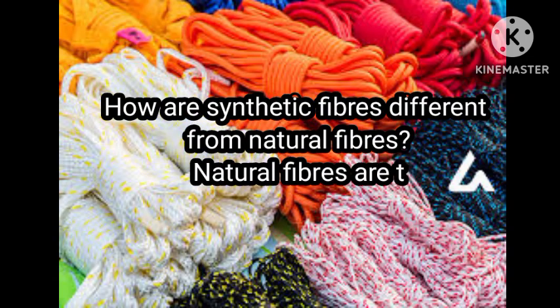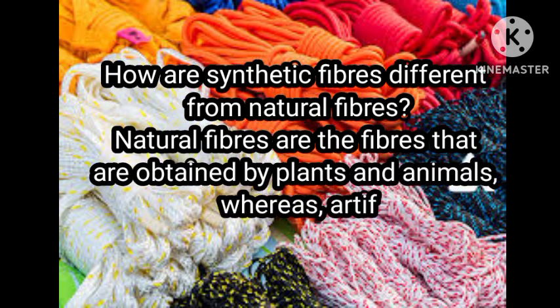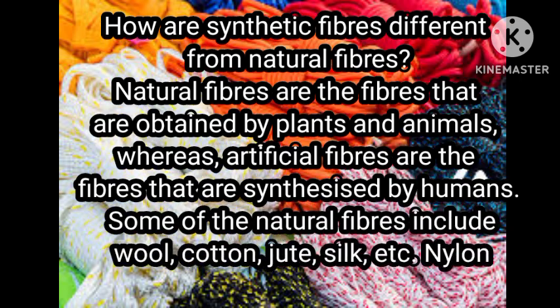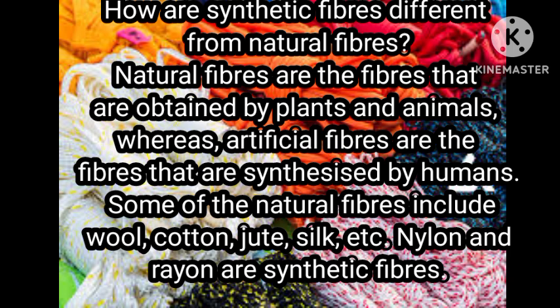Next, we see the topic: how are synthetic fibers different from natural fibers? What is the heading, children? How are synthetic fibers different from natural fibers? Natural fibers are the fibers that are obtained from plants and animals. Obtained from where? Plants and animals. Whereas artificial fibers are the fibers that are synthesized by humans only. Man-made fibers are synthesized by humans only.